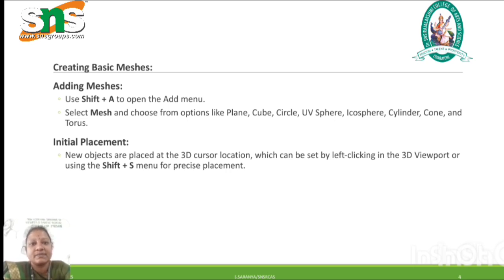Next is initial placement. For creating a new object in the 3D viewport, first we need to place the 3D cursor at the location we need. After that, we need to select the mesh according to our model. Whichever type we need, we select it, then use the Shift plus S key for the placement in the 3D viewport.